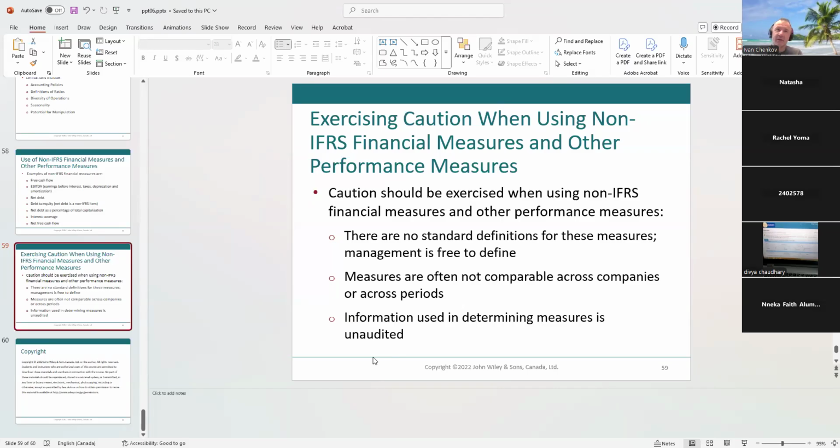So you can calculate those and use them for common size analysis or cross analysis. The information used to determine the measures might not be audited, so be careful with that. There's no verification of the final numbers. And that's the end of this chapter.